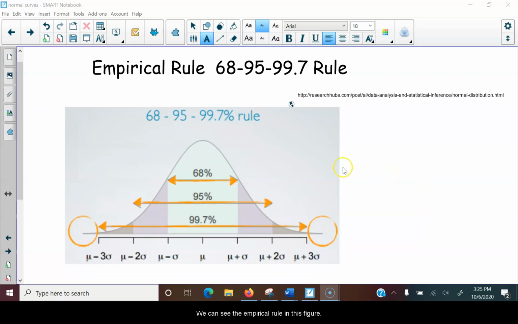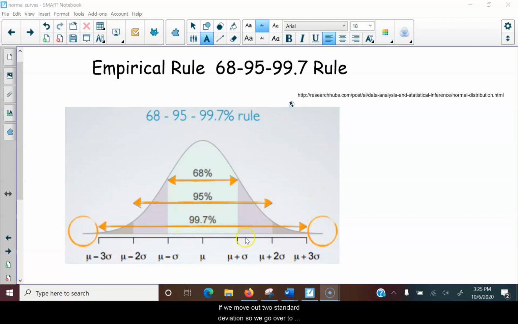We can see the empirical rule in this figure. In the middle, we have our mean, which is mu. And if I go back one standard deviation and forward one standard deviation in this light area in the middle, that is 68% of our data. Technically, it's a little bit more, but for this rule, we say approximately 68% of the data is between one standard deviation below and one standard deviation above the mean. Another way to say that is that 68% of the data is within one standard deviation of the mean.